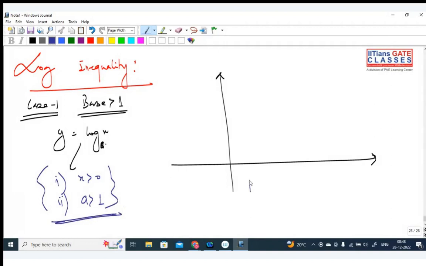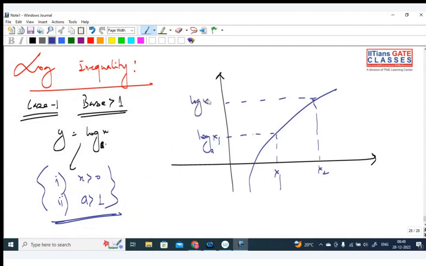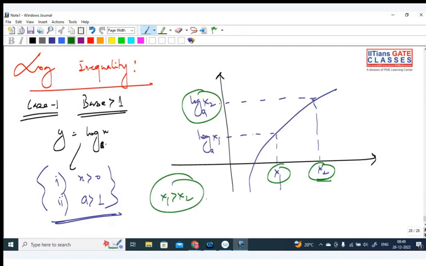Suppose there is x1 and there is x2. For x1, there will be log x1 base a. Whatever value of x you put here, x should always be greater than 0, so you will get the positive of that, and this is log of x2 base a. So you see here which one is greater. If x2 is greater, then your log of x2 will be greater.